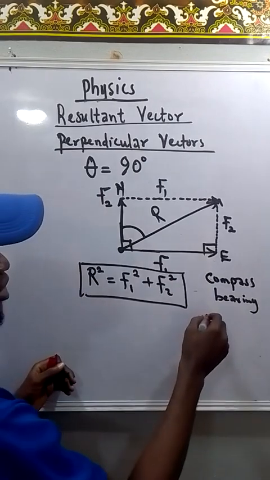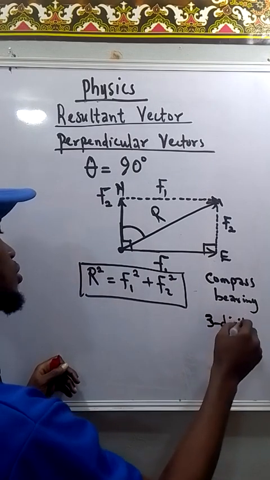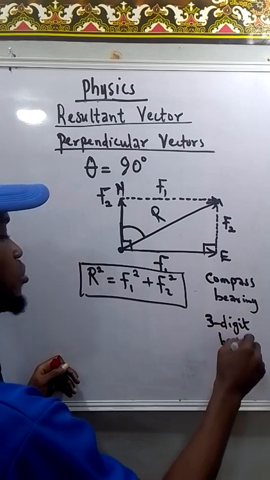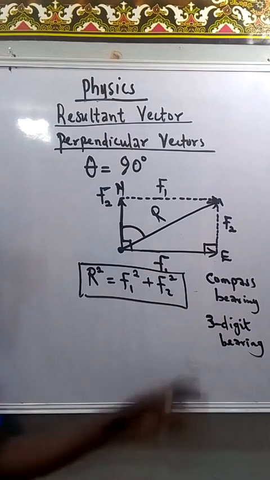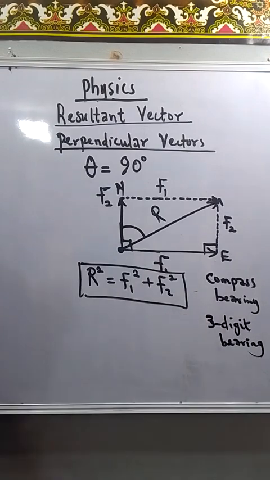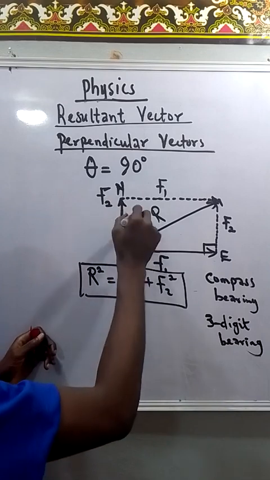But under three-digit bearing, we must always come from the north to wherever our line is. I'll be explaining this in a subsequent video. But right now, in this case, we will come from the north to wherever our line is.